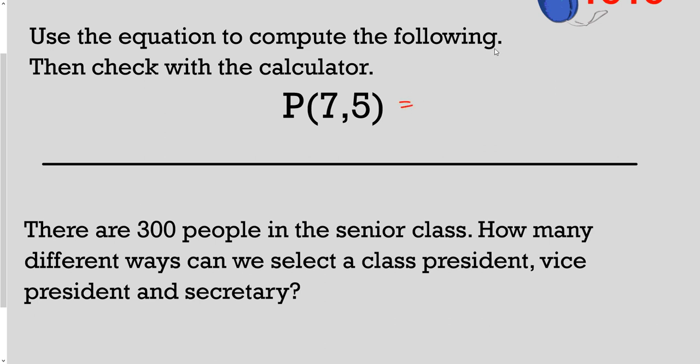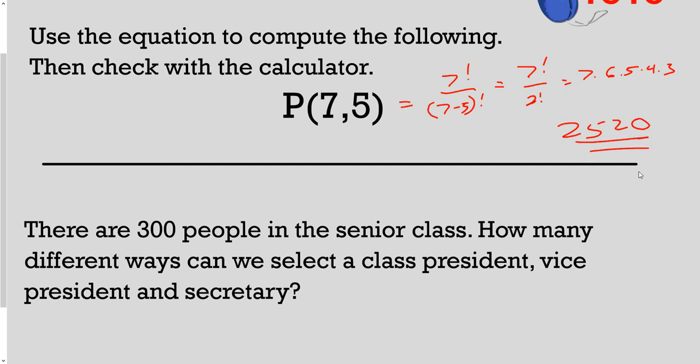Okay, so permutations of 7 things chosen 5 at a time should be 7 factorial over 7 minus 5 factorial, or 7 factorial over 2 factorial. So 7 times 6 times 5 times 4 times 3 would be all that is. Checking it on the calculator, 7 factorial divided by 2 is essentially what we're doing. 2,520 ways to do that.